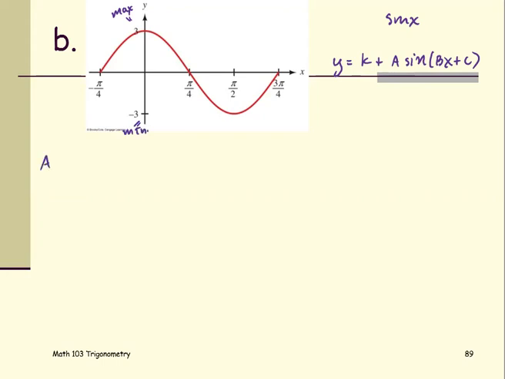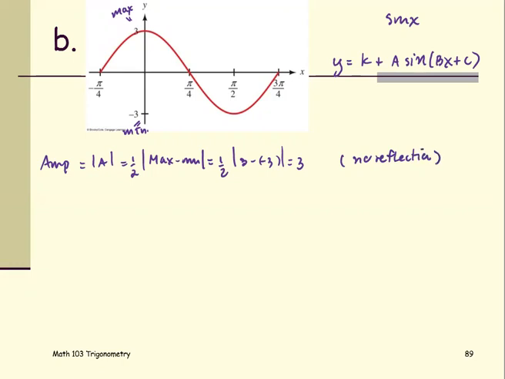Finding a using the amplitude. The amplitude, which is the absolute value of a, is 1/2 multiplied by the absolute value of the max minus the minimum, or 1/2 times the absolute value of 3 minus -3. The amplitude is 3. And this graph has no reflection. That tells us that a equals 3. So a is obtained.